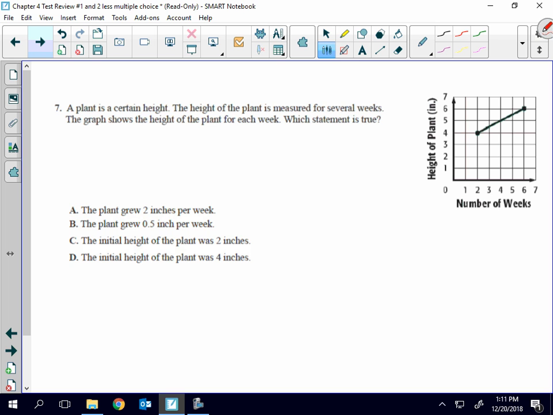Number 7, a plant is a certain height. The height of the plant is measured for several weeks. The graph shows the height of the plant for each week. Which statement is true? Well, let's look at our statements first to see what they're looking for.